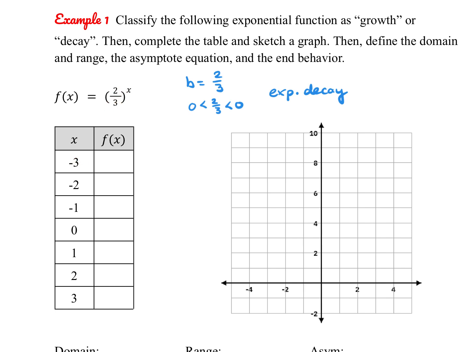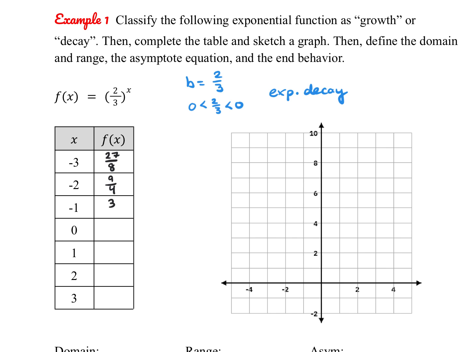All right, so let's complete our t-chart here. So remember, when we have a negative exponent, it causes the numerator and denominator to flip. So it actually becomes 27 over 8. If I cube both of these numbers, it's 8 over 27, but then because it's negative, we have to flip it. Same for negative 2. I square both of them, so 4 over 9, but then I have to flip it. So 9 over 4.